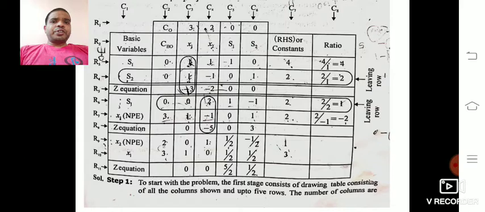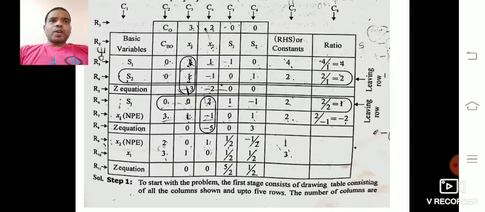Okay, corresponding new pivot equation. How much is there? 1 is there. 1 minus 1 into 1, that will bring 0, so we have written 0 here. Similarly for the C4 column in row R6, you are getting a value of 2.